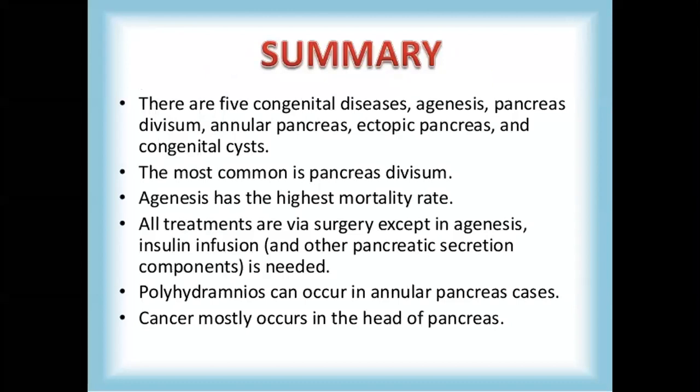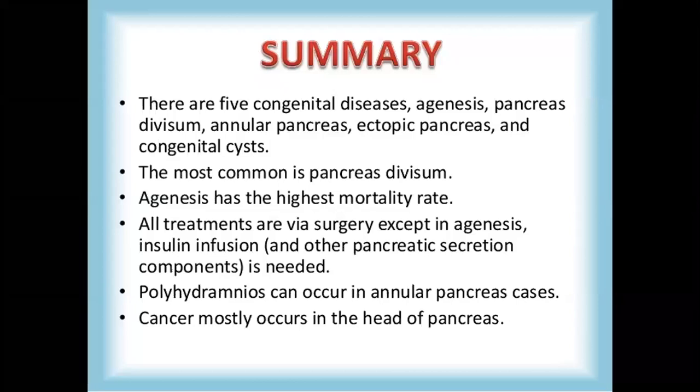that there are 5 congenital diseases. It could be agenesis, pancreatic divisum, annular pancreas, ectopic pancreas, and congenital cysts. The most common is pancreatic divisum. Pancreatic agenesis has the highest mortality rate. All treatments are via surgery except in agenesis, where infusion of insulin and other pancreatic secretion components is needed.